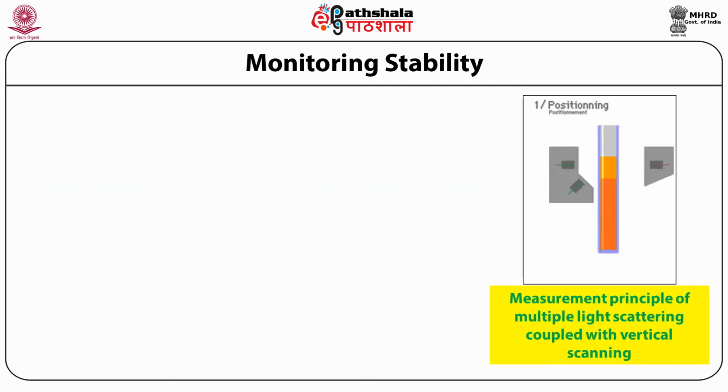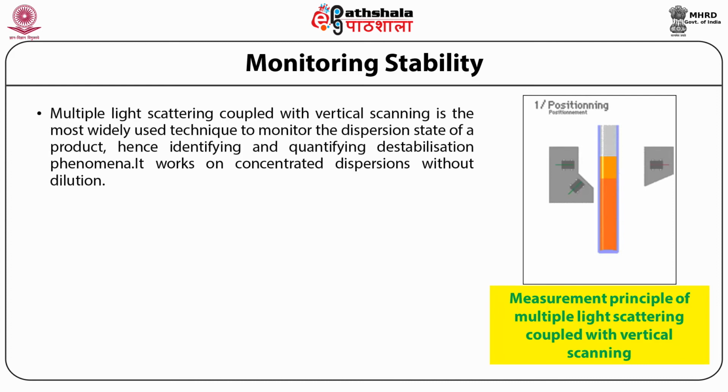Now, the next topic is monitoring stability. Multiple light scattering coupled with vertical scanning is the most widely used technique to monitor the dispersion state of a product, hence identifying and quantifying destabilization phenomena. It works on concentrated dispersion without dilution.